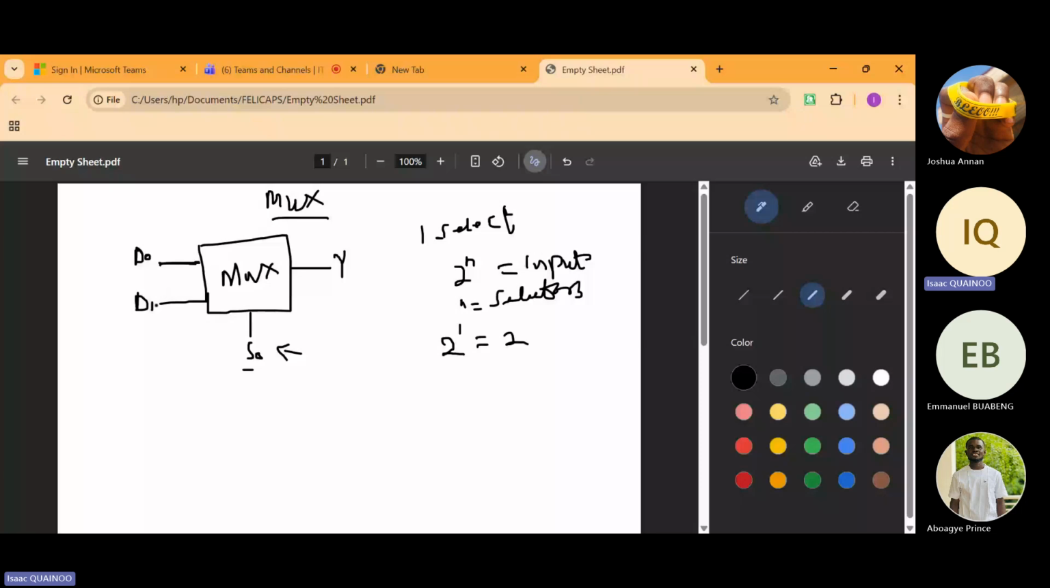So let me give you another question and then you tell me the answer. You have a multiplexer which has, let's say, 2 select lines. So you have S0 and then you have S1. How many inputs would that multiplexer have? How many data lines are we going to have for that particular multiplexer? 4. Okay, so we are going to have 4.